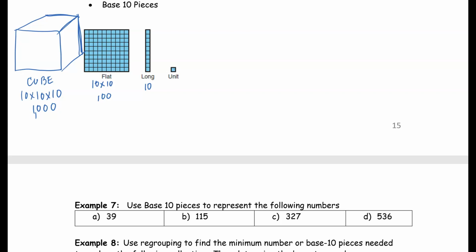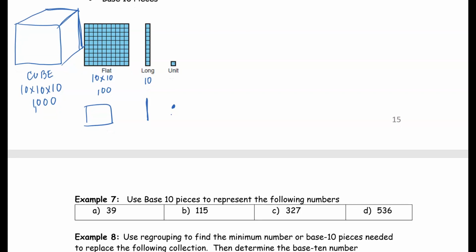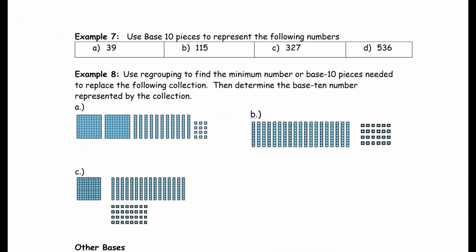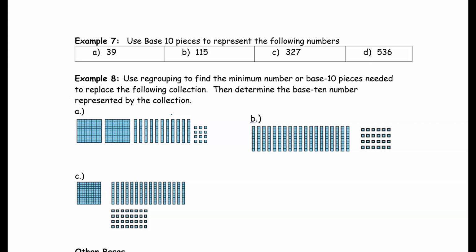When I'm drawing these on paper, I usually just do a quick square for a flat, a stick for a long, and then a dot for a unit. I encourage my kids to do this too, because it takes a lot longer when you draw the square for the unit and the rectangle for the long. So you may want to try that. So for example 7, we're going to start by drawing the number 39 with our blocks. So 39 would mean I'd have 3 longs, so 10, 20, 30, and 1, 2, 3, 4, 5, 6, 7, 8, 9 units. So that's how I draw 39.